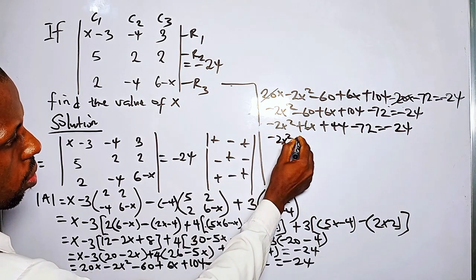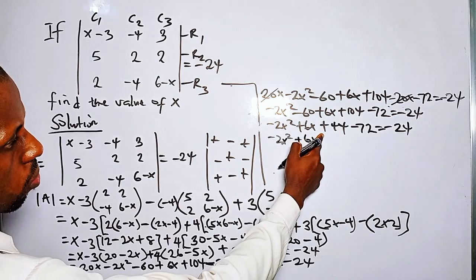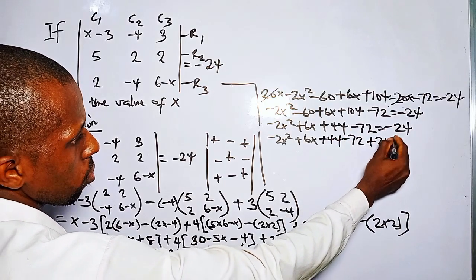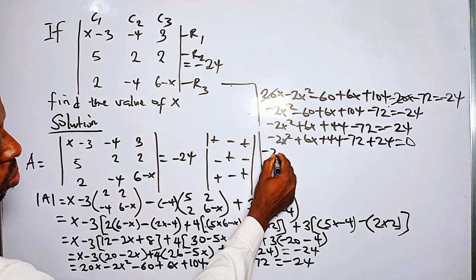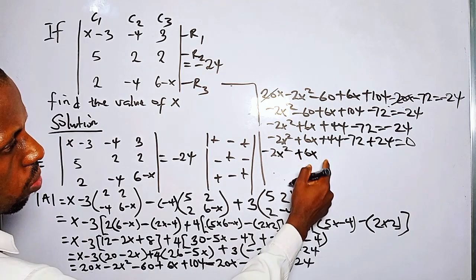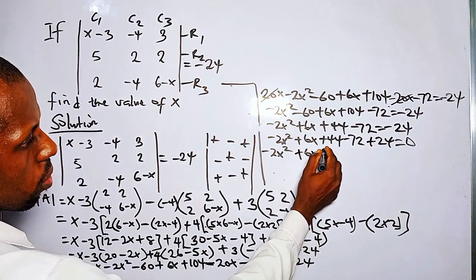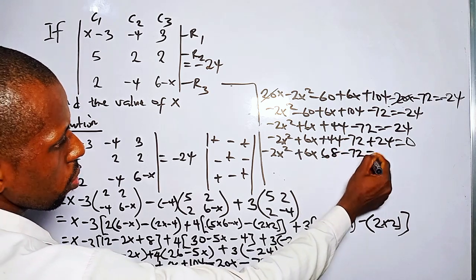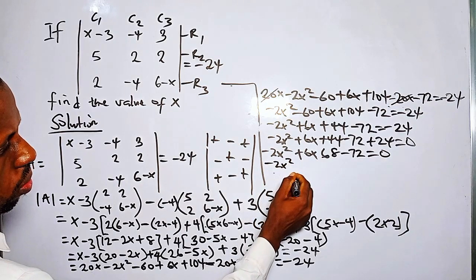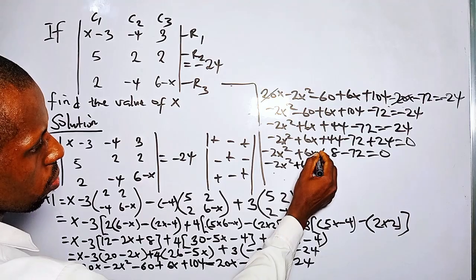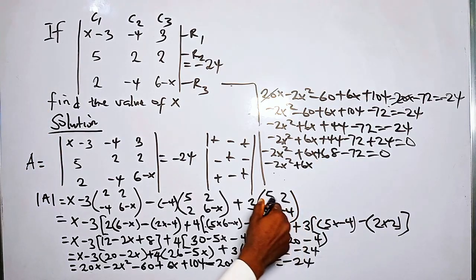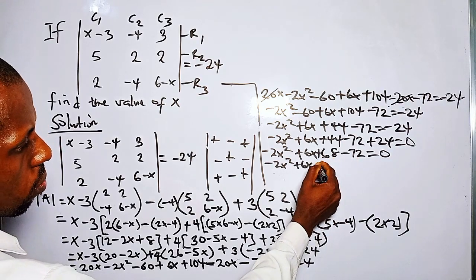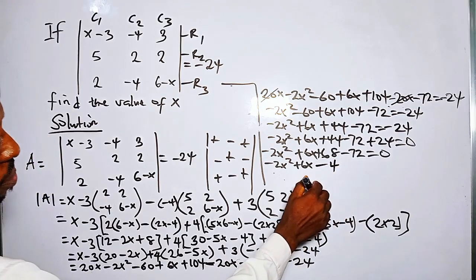From here, we have minus 2x squared plus 6x plus 44 minus 72, and bringing the plus 24 over to equate to 0, we have 44 plus 24 as 68. So minus 2x squared plus 6x plus 68 minus 72, which is minus 4, equals 0.